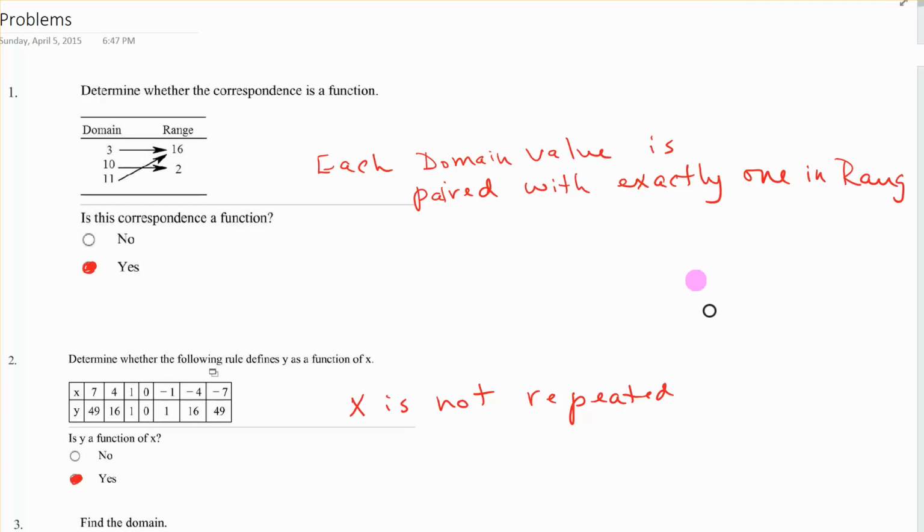Number 1, determine whether the correspondence is a function. Well, remember what we said, that the key you're looking for in things like that is: is there a number where two arrows are coming out of the same number? And that's not the case. Each x is paired with exactly one y, so that is a function.